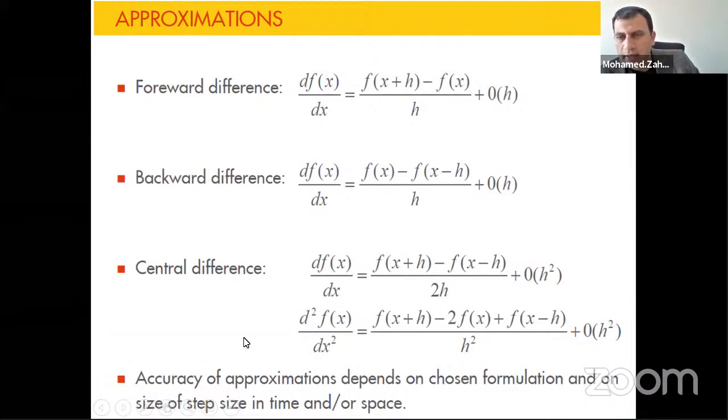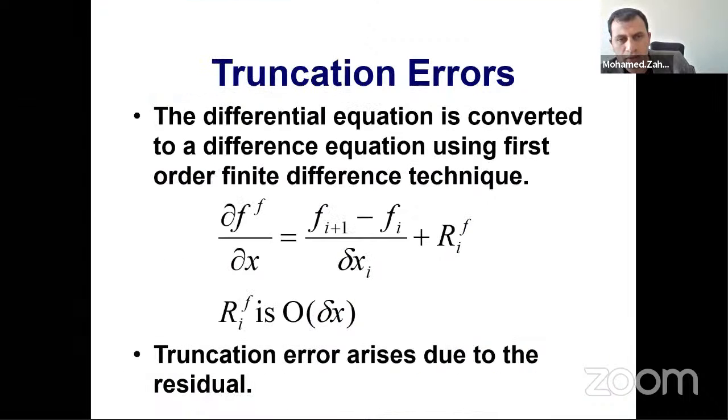That's why some people, before they start running the models, upscale their models, and we do the upscaling on different trials to ensure that we have the minimum truncation error. This is the truncation error again, arising due to the residual.